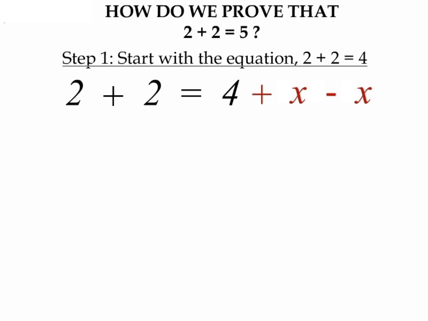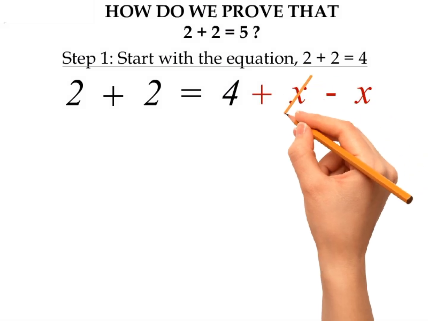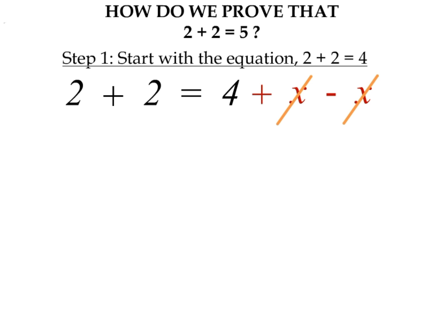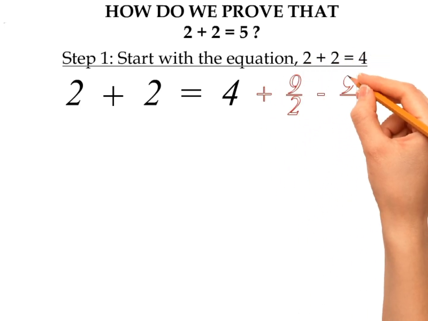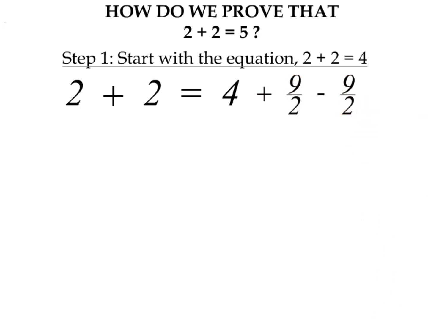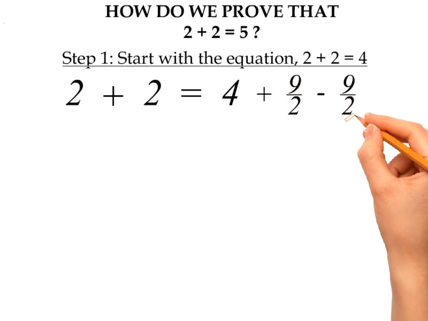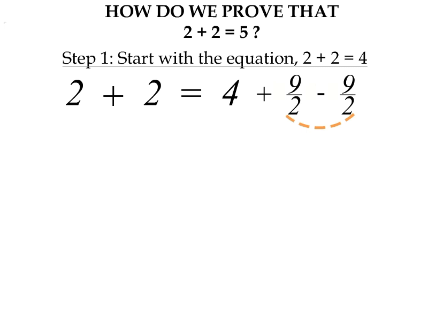When we add and subtract x from the expression on the right-hand side, the expression remains the same because the x's cancel out. Since x can be any number, let x be 9 over 2. The expression on the right-hand side is thus 4 plus 9 over 2 minus 9 over 2. The positive 9 over 2 is coming before the negative 9 over 2. I can interchange it and it will still be correct. So it becomes minus 9 over 2 plus 9 over 2.